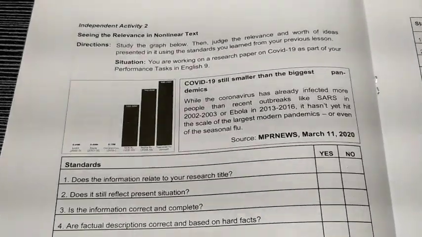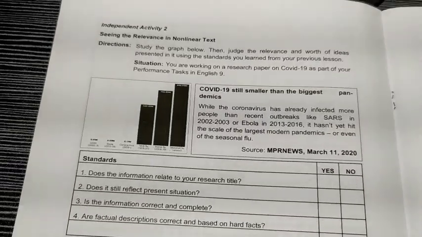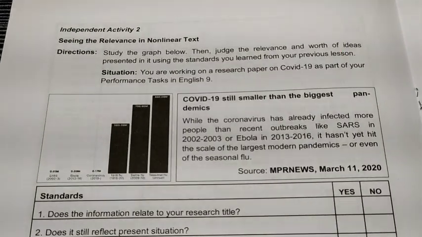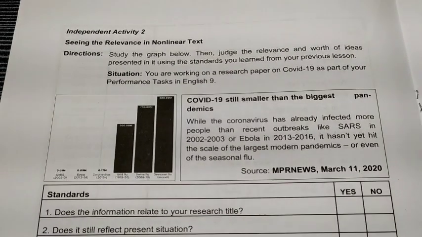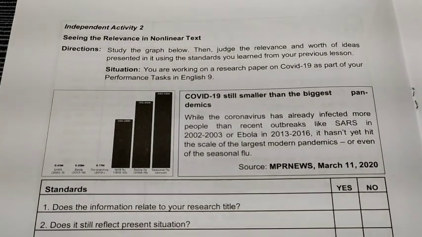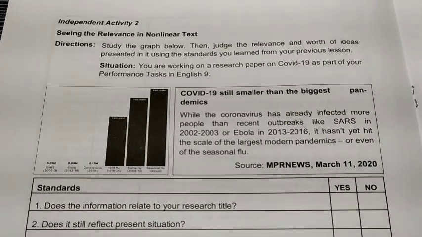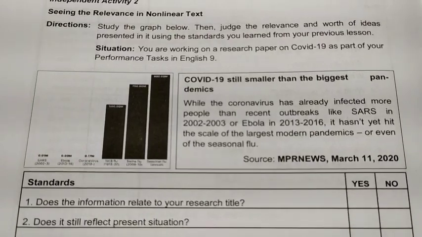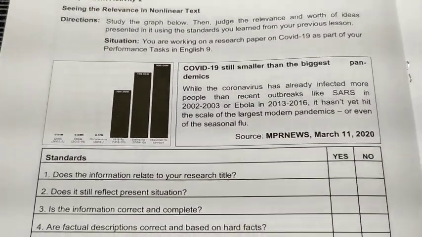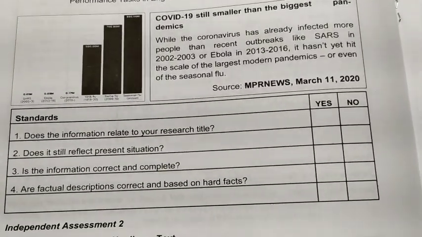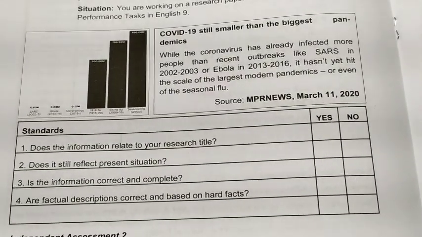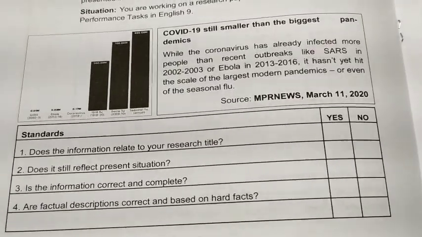So for independent activity 2, seeing the relevance in non-linear text, study the graph below, then judge the relevance and worth of ideas presented, using the standards you learned from the previous lesson. You are working on a research paper on COVID-19 as part of your performance tasks in English 9. So we have here the data. After studying this data, we will also evaluate the standard. Does the information relate to your research title? Yes or no? Does it still reflect the present situation, or is it timely and relevant?